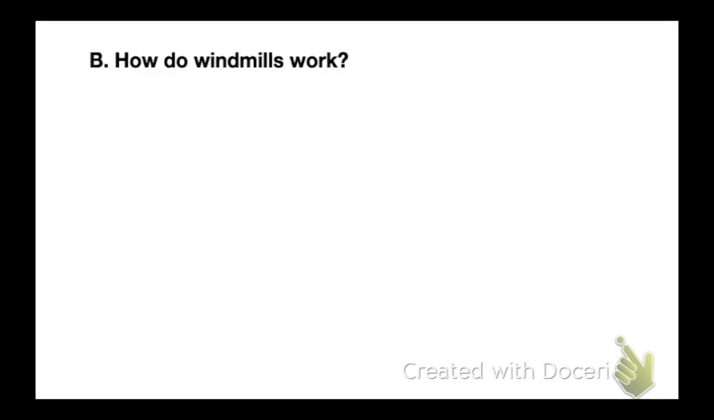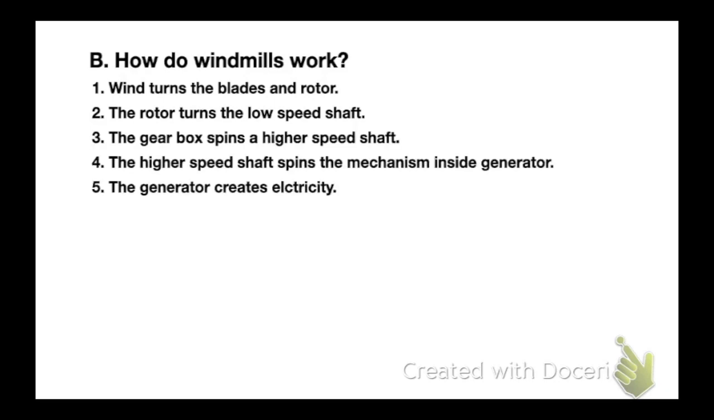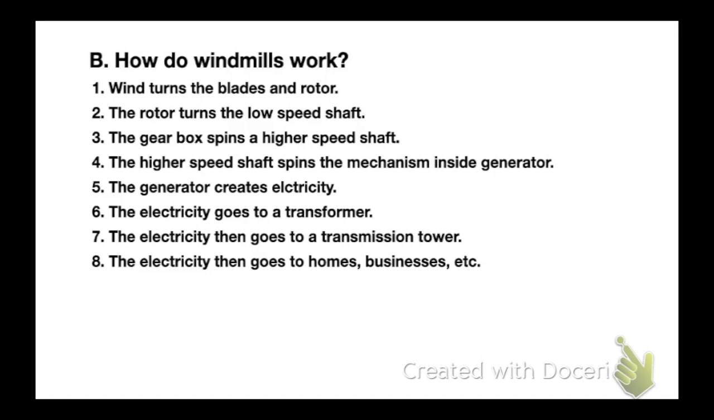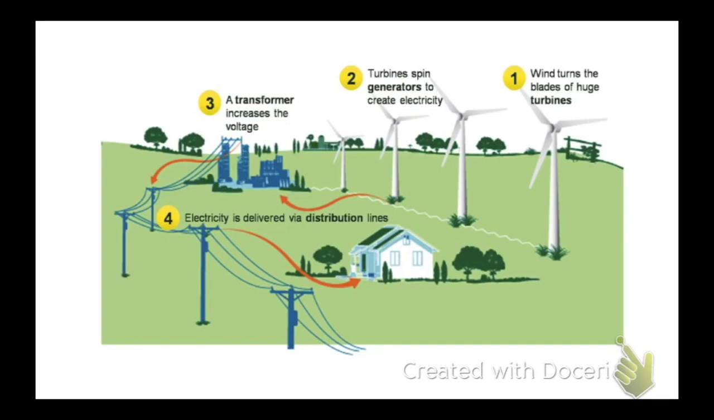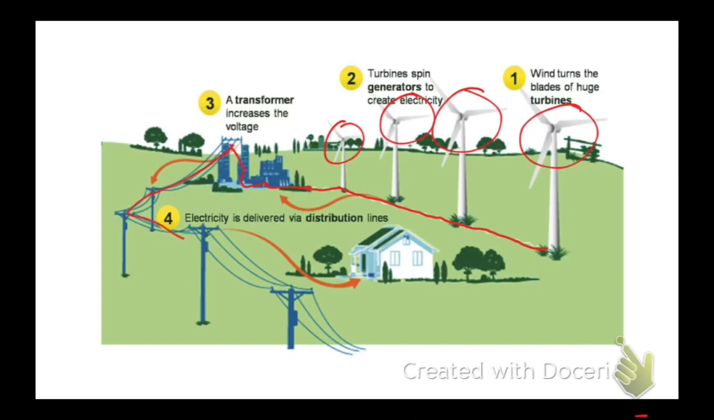Okay, next one. Okay, so how do windmills work? Well, let me put all these up. Okay, so same principle. Instead of water turning fans or blades, it's wind. And that turns a rotor. The rotor turns what we call a low-speed shaft. And then we have a gearbox, which spins a higher-speed shaft. And then that shaft is what spins the mechanism in the generator. Okay? The generator makes electricity, goes off to the transformer, to the tower, and then off to our homes and businesses. This diagram is trying to show you that each one of these is connected down here. You can see it's connected. And then it goes off to the towers and then off into the houses.